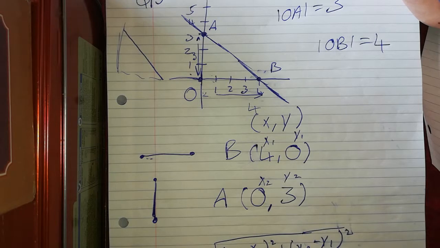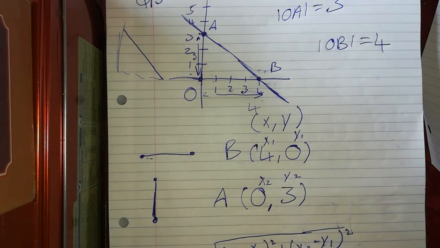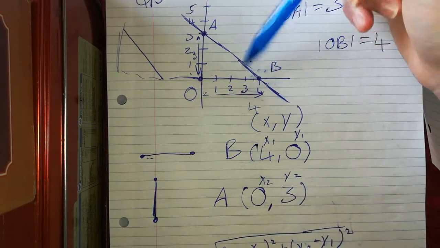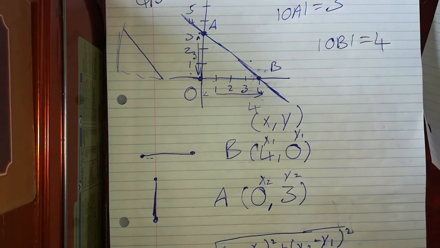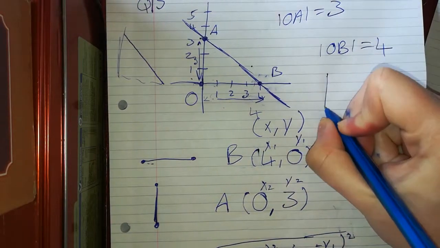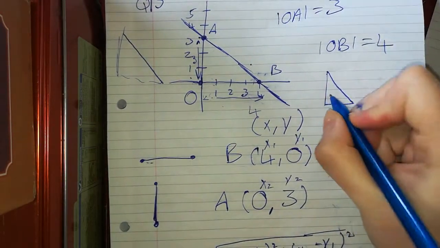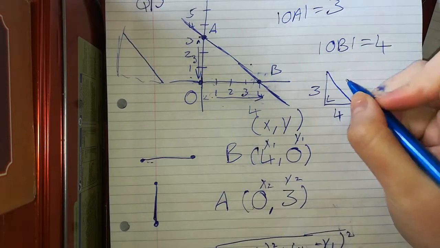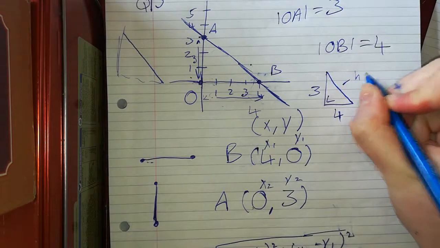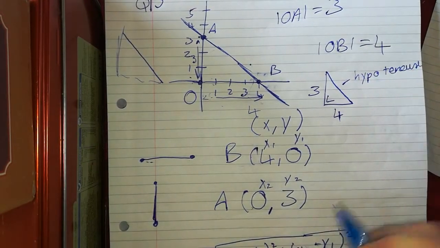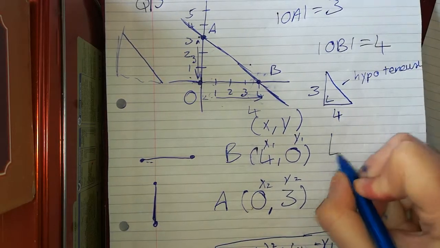So if we want to get the hypotenuse of this triangle, well, the hypotenuse is going to be AB. We have already kind of got this, but they want us to use the theorem of Pythagoras as well. So this is a right angle triangle. This here is 3, this here is 4, and we want to find the hypotenuse. The hypotenuse is always the longest side of our triangle, and it's opposite the right angle.